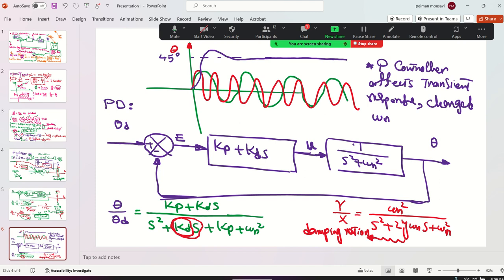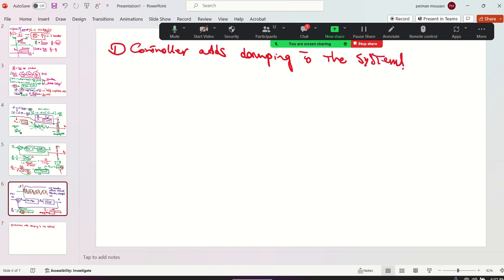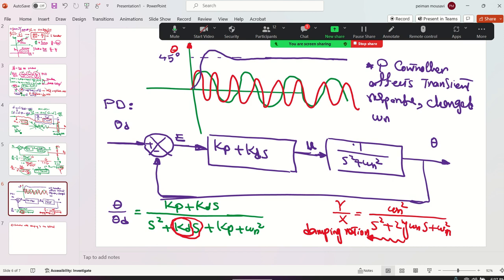So you see that the controller adds damping to the system, physically speaking, in reality. So the take-home message is this: the controller adds damping to the system. We were missing damping, and because of that missing damping, we were oscillating forever. You got my message?